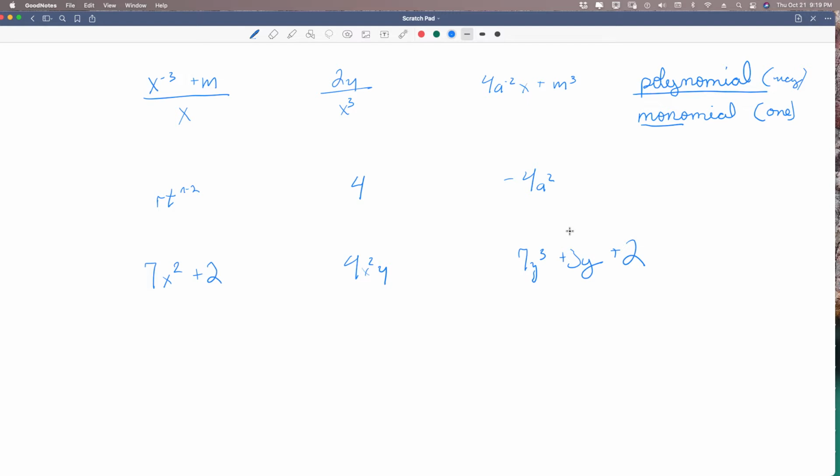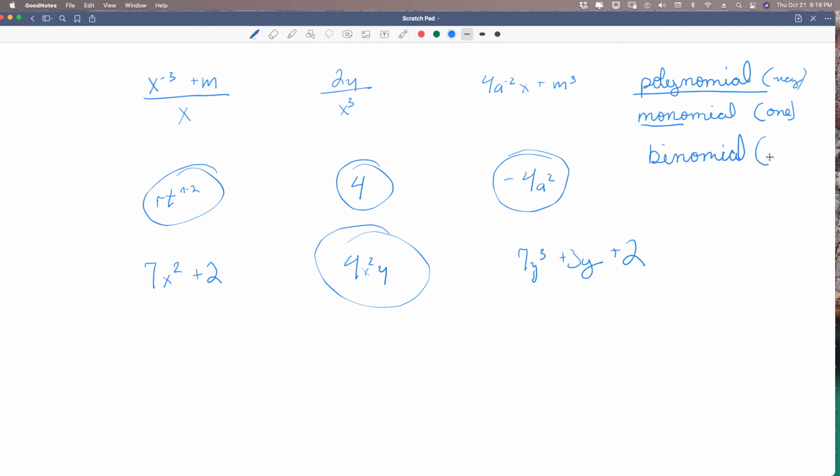Monomial means one term. So this is a monomial, this is a monomial, this is a monomial, and this is a monomial. Then we have what's called a binomial. Bi means two. So two terms. This is a binomial. This would actually be a monomial because it's a fraction. This is a fraction, a monomial containing a binomial numerator. And this is a binomial.